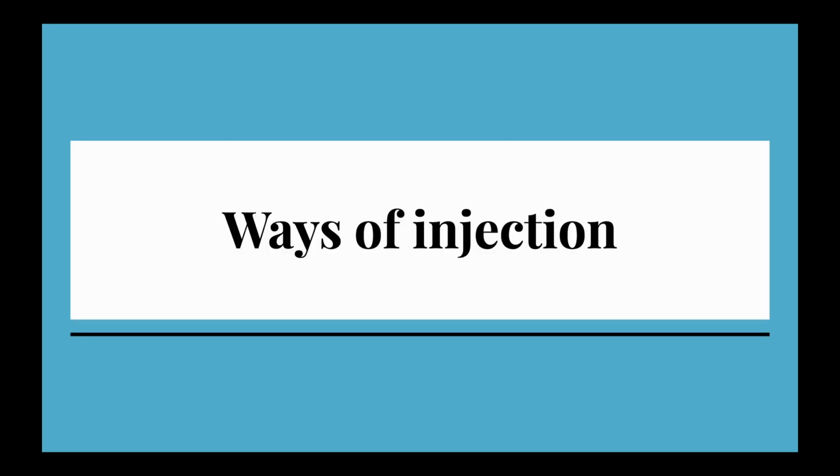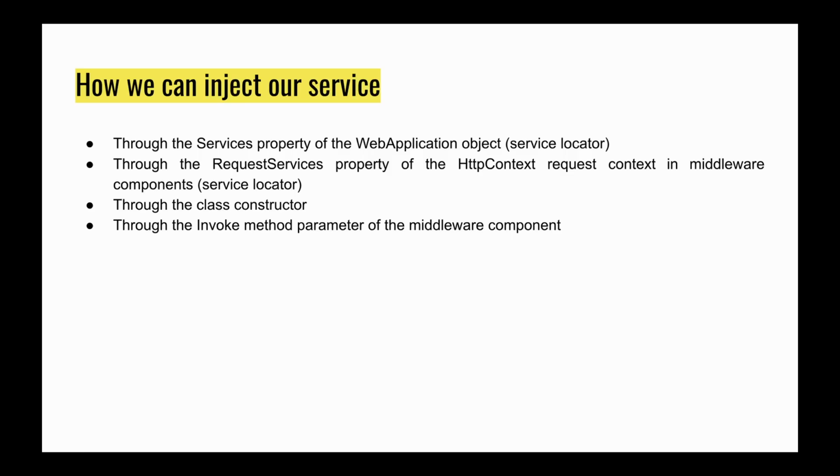Injection in constructors and through the container. In ASP.NET Core, we can get added services in different ways: through the Services property of the WebApplication object (service locator), through the RequestServices property of the HttpContext request context in middleware components (service locator), through the class constructor, and through the Invoke method parameter of the middleware component.